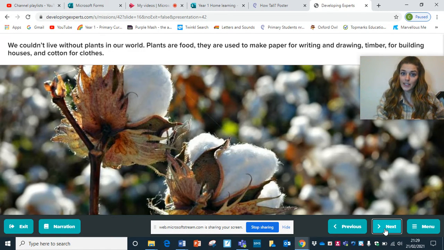So could we live without plants in our world? Plants are food. They are used to make paper for writing and drawing, as we talked about when we talked about trees. Timber for building housing. And we spoke last time about materials, and we said that cotton originally comes from a plant, so cotton for clothes. Plants are really important to how we live and to create a lot of the objects that we use today.